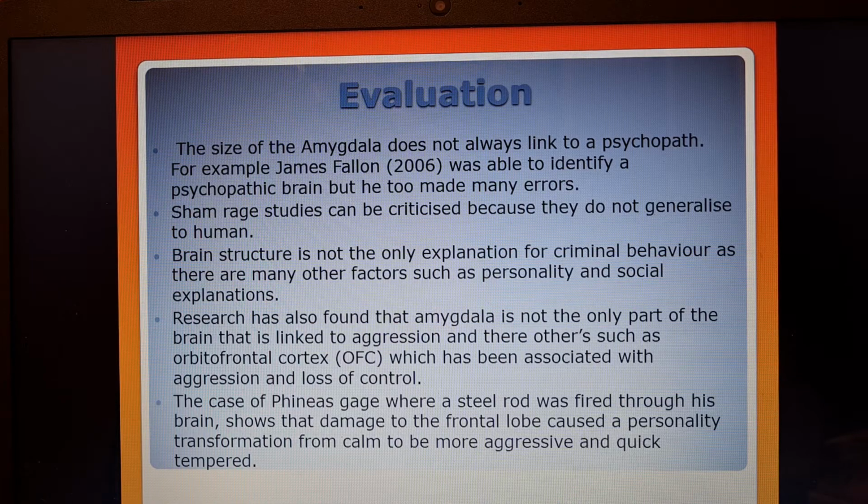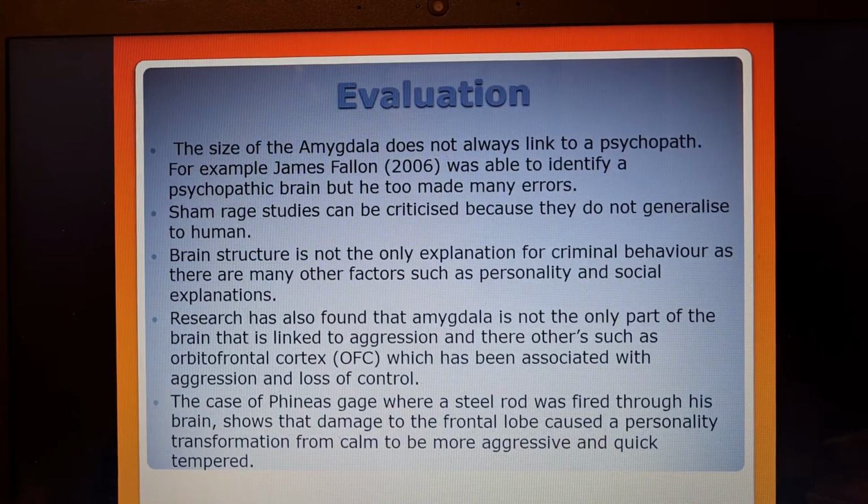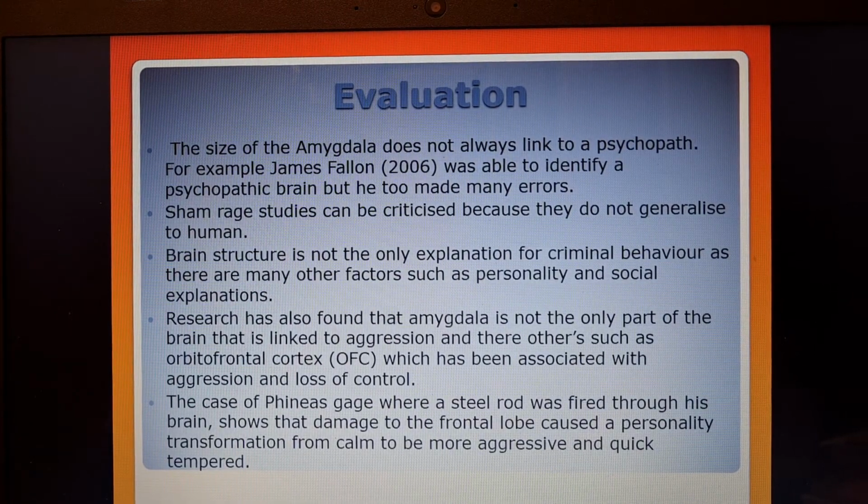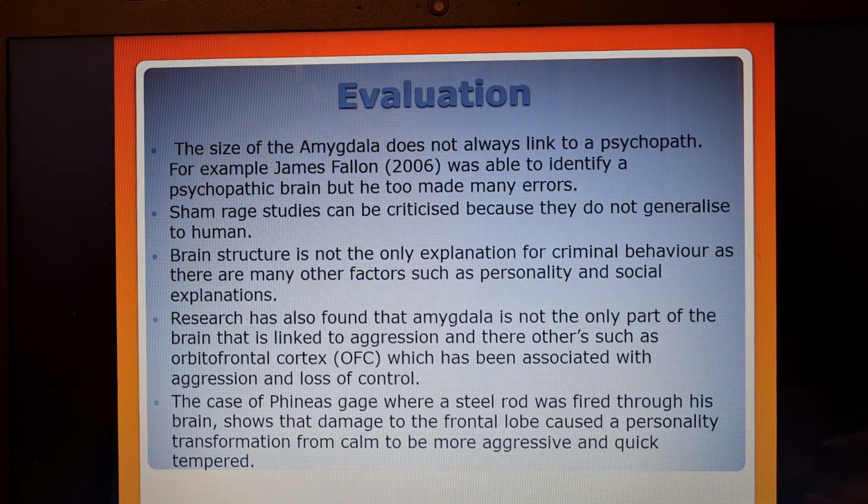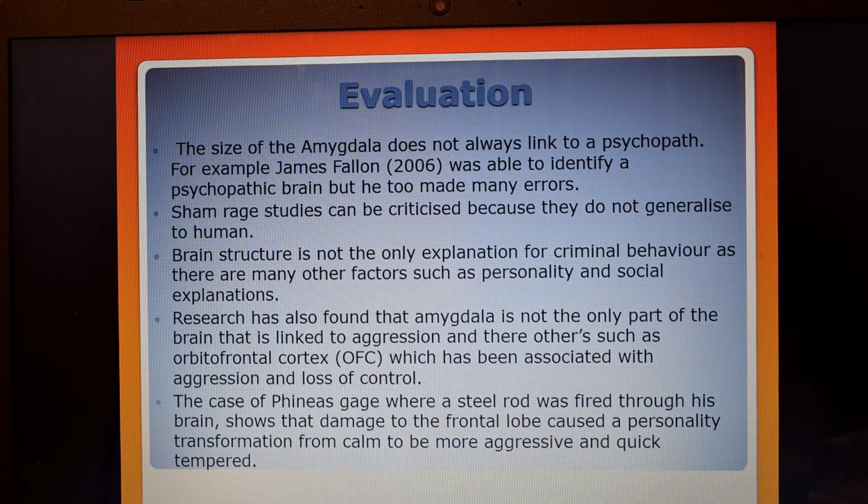The case of Phineas Gage, which you might have come across in cognitive psychology, is where a steel rod was fired through Phineas Gage's brain, showing damage. The frontal lobe was damaged, and Phineas Gage did suffer from memory impairment, and his personality changed as well, from a calm person to a more aggressive and quick-tempered one. So again, the frontal part of the brain is very important and can be linked to control and impulsive behaviours. So that last point there is a strength.